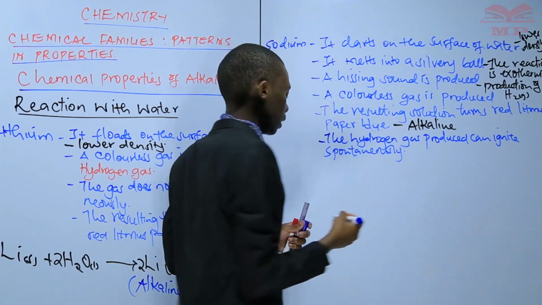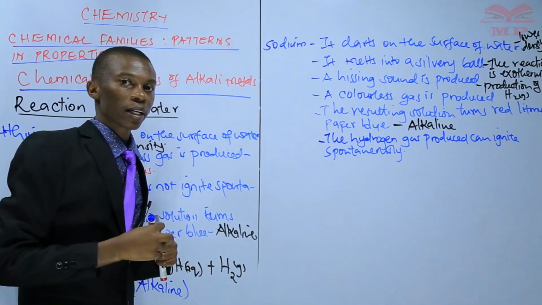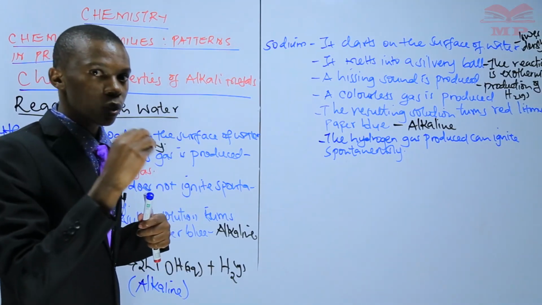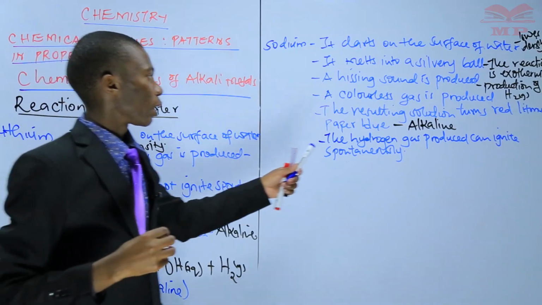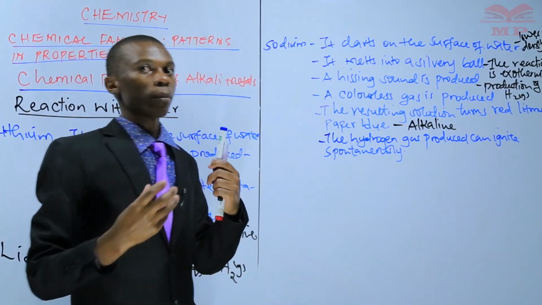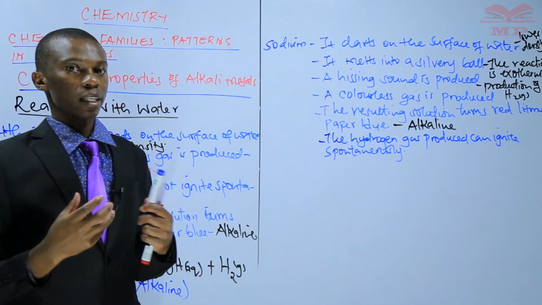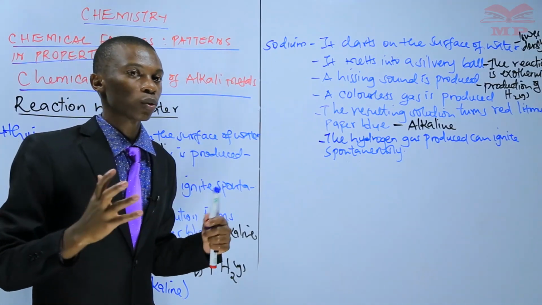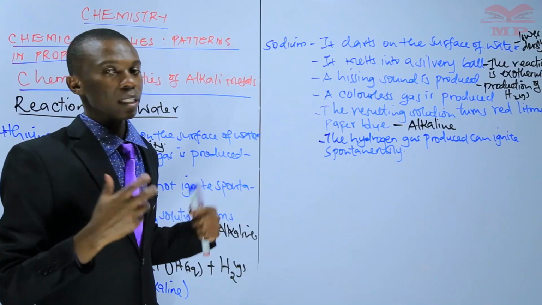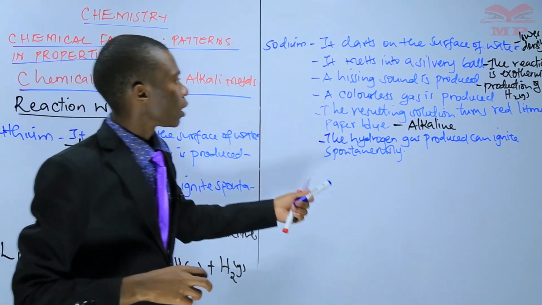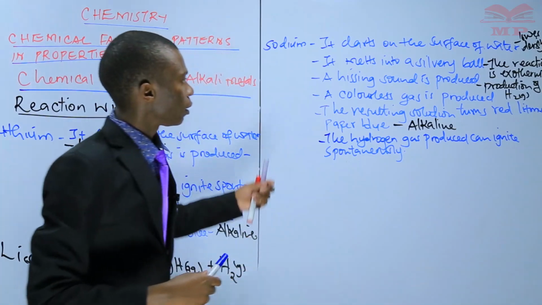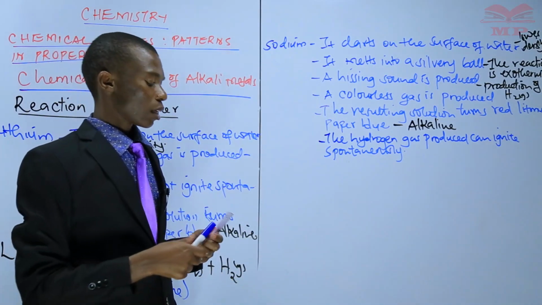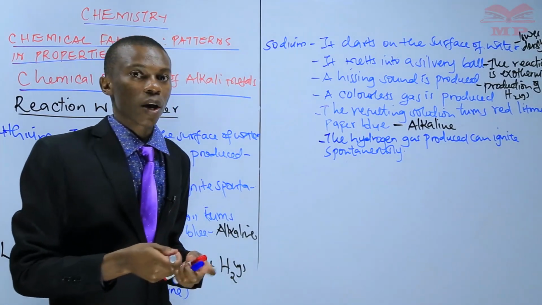So it can ignite spontaneously again because the reaction is exothermic, and the reaction being exothermic, then that amount of heat which is being produced can light up hydrogen, because again, you remember in Form 1 we said that hydrogen is highly explosive, and it should not be allowed to go to the atmosphere because it can easily explode. So the hydrogen gas produced can easily ignite. Then lastly, the resulting solution turns red litmus paper blue, showing that the solution is alkaline.